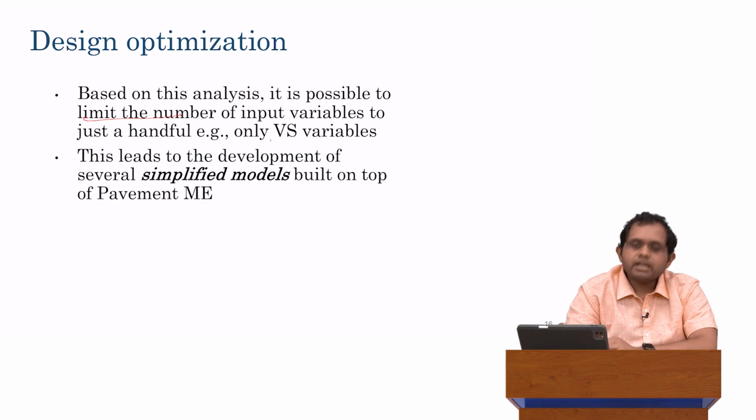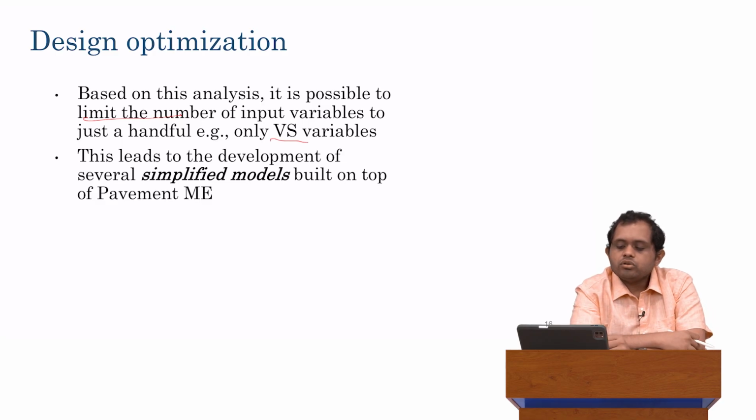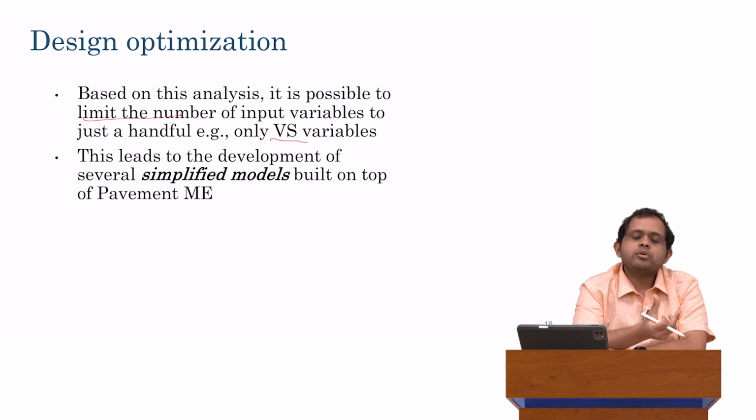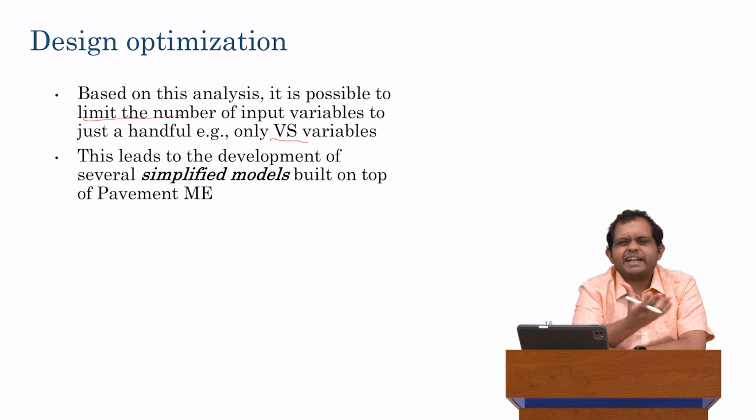For example, and this depends on the designer, maybe you'll say I'm only interested in the very sensitive variables. So I ignore the insensitive variables, I also ignore the sensitive variables. I'm only interested in the very sensitive variables. I might be able to bring down the number of variables to maybe 5 to 10. It's a handful of variables that you can bring it down to.